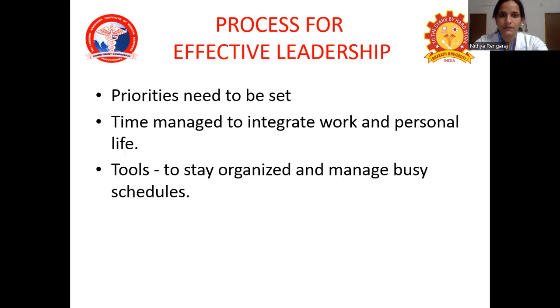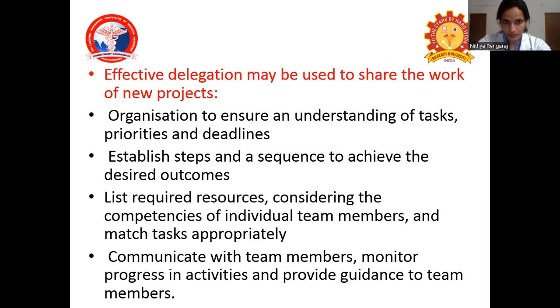So what is the process for an effective leadership? First, priorities need to be set. Time has to be managed to integrate the work and personal life. Tools to stay organized and manage busy schedules. Effective delegation may be used to share the work of new projects. Organization to ensure an understanding of tasks, priorities, and deadlines. Establishes the steps and sequences to achieve a desired outcome. List the required resources. Communicate with team members and monitor the progress in activities and provide guidance to the team members.